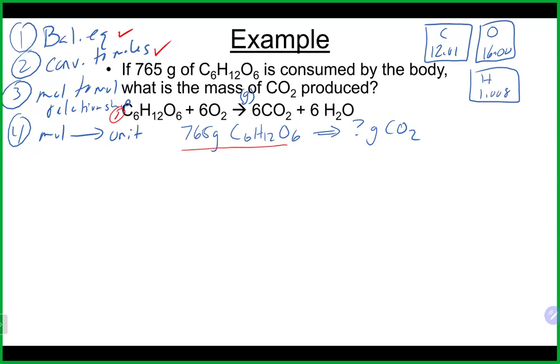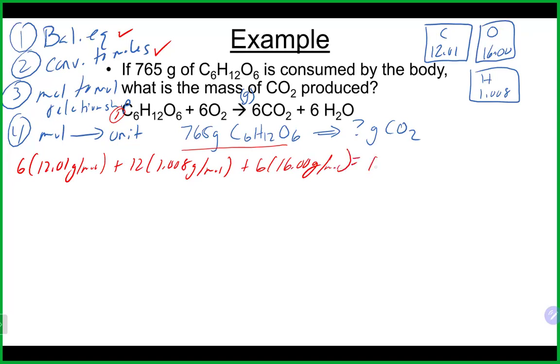Step number 2 is convert to moles. Do I need to do that? Yes. So again, I need to go to the periodic table, add up all the parts. 6 times 12.01 for our carbons, plus 12 times 1.008 for all of the hydrogens that's in there, and 6 times 16 for all of the oxygens, going to give 180.2 grams per mole. And again, we're going to use that as our conversion factor. And a reminder, usually about 4 significant figures is where we round off our molar mass.